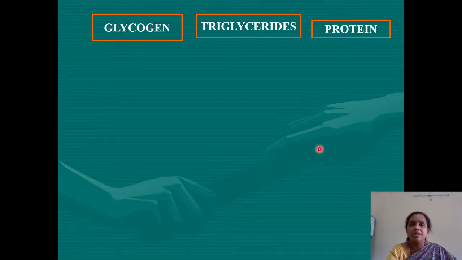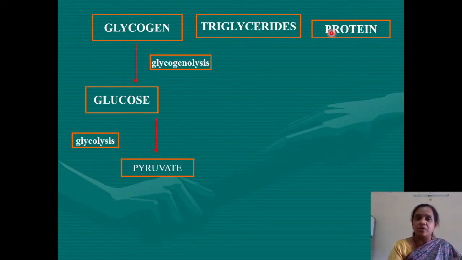Now, as I mentioned, there are three proximate principles of life. They are carbohydrates, lipids and proteins. For human beings, the important carbohydrate is glycogen. The important lipid nutrient is triglycerides, because triglycerides have glycerol, along with that they have fatty acids also. Then proteins. What will happen to the glycogen? The glycogen will undergo glycogenolysis and form glucose. This glucose will undergo glycolysis and form pyruvate.